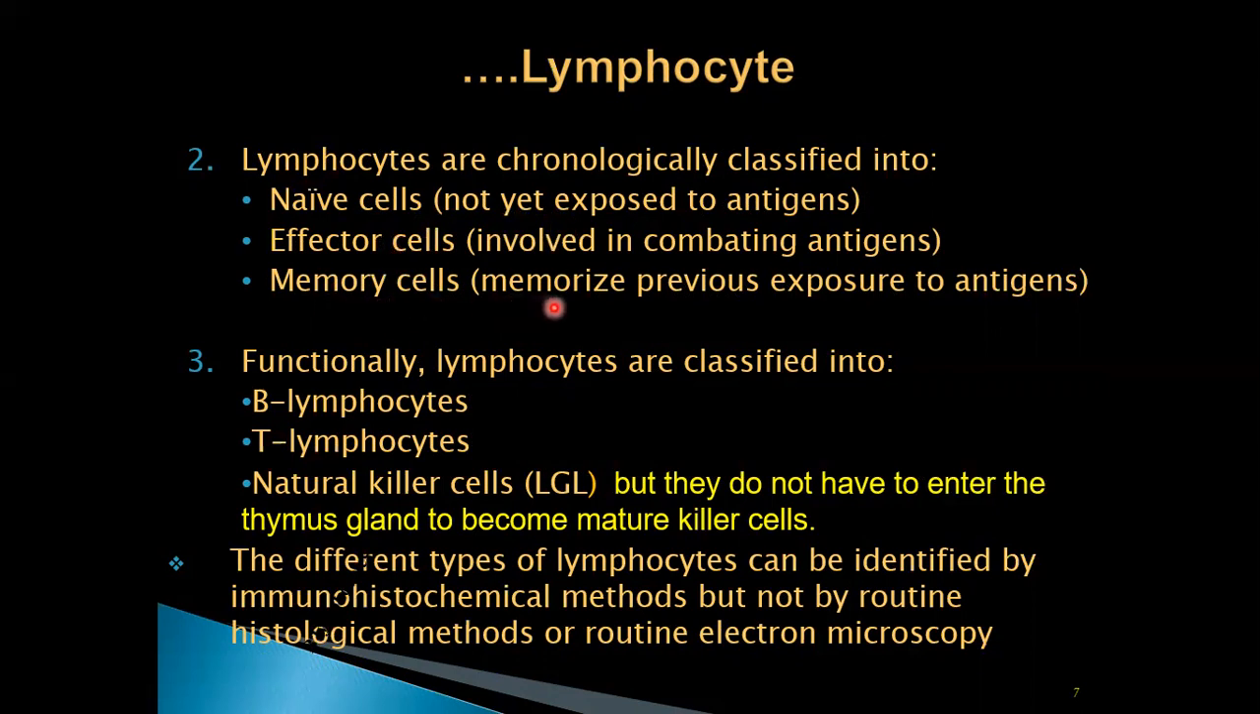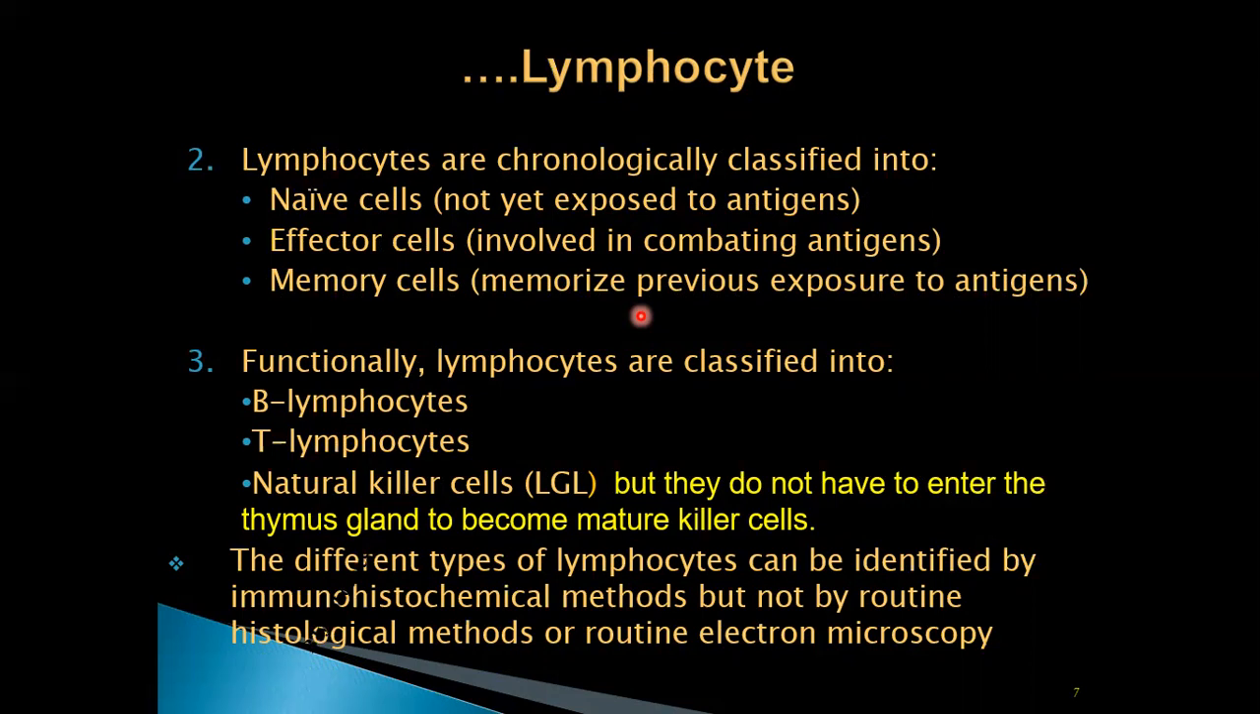So they memorize the exposure to antigen and they remain dormant till the next exposure. So these are the three kinds of lymphocytes according to the chronology, according to the timeline. They are naive, then they become memory and the effector cells. Functionally, depending on the function, the lymphocytes are classified into B lymphocytes and T lymphocytes.